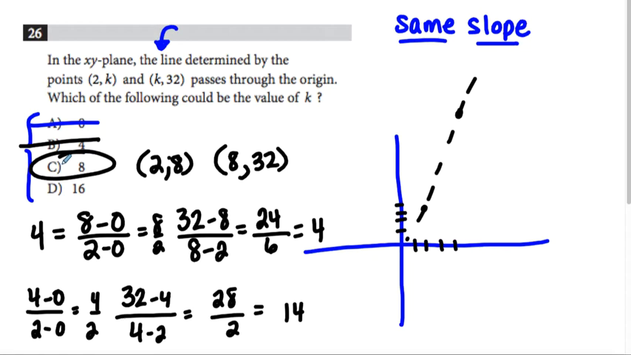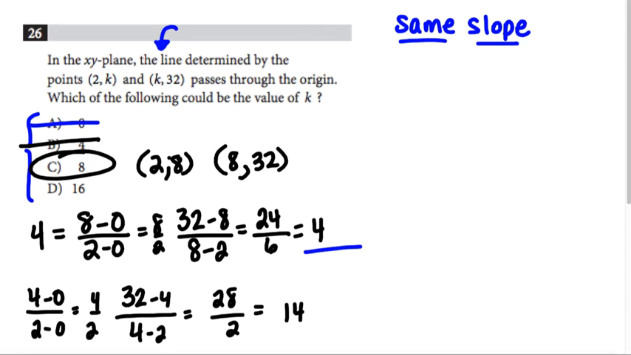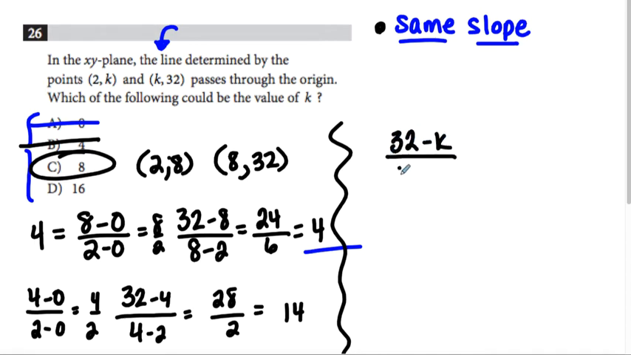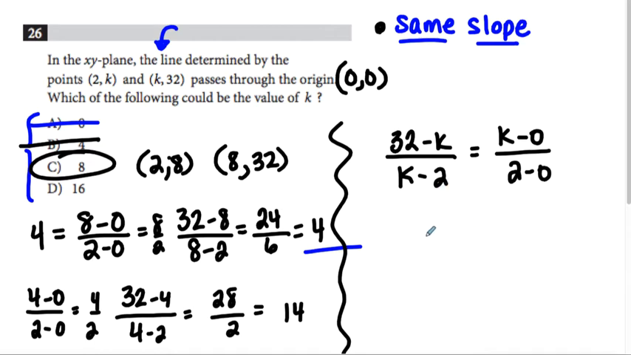So again, I thought about what the graph might look like, and then I went back to my checklist of always checking the slope. Now, there is another way you could do this using slope. You could set up an equation. You could do 32 minus k all over k minus 2 has to equal, and that third point you have is the origin, (0, 0), so k minus 0 over 2 minus 0. That would give me 32 minus k all over k minus 2 equals k over 2.